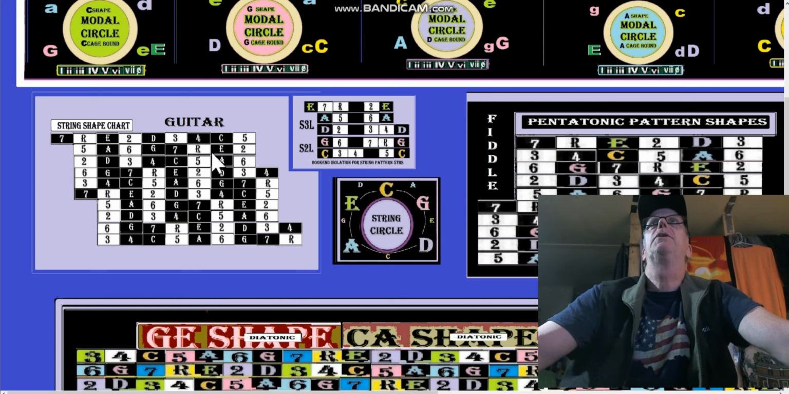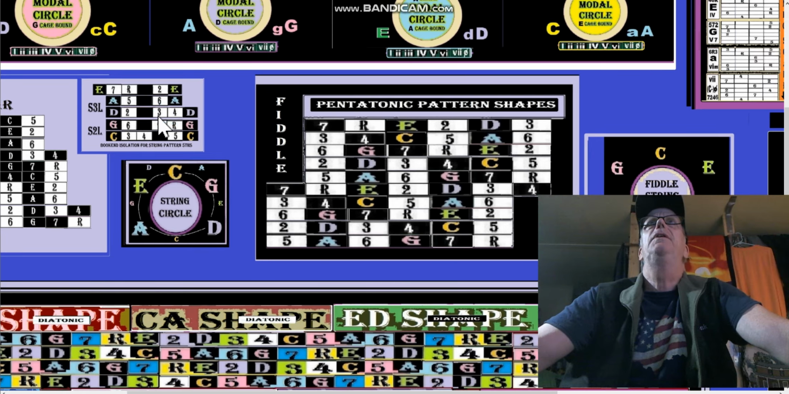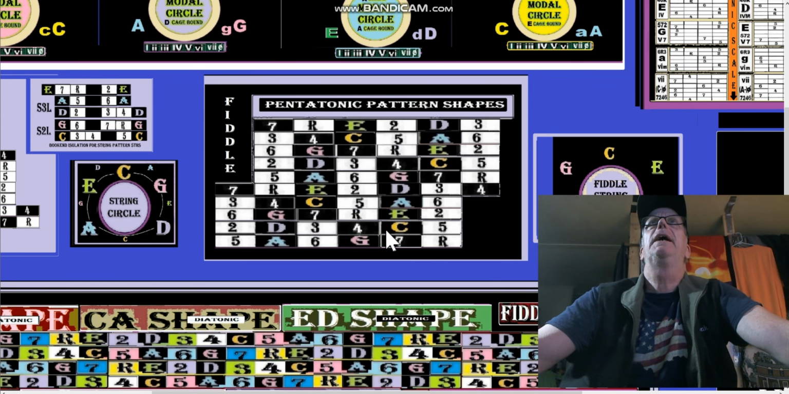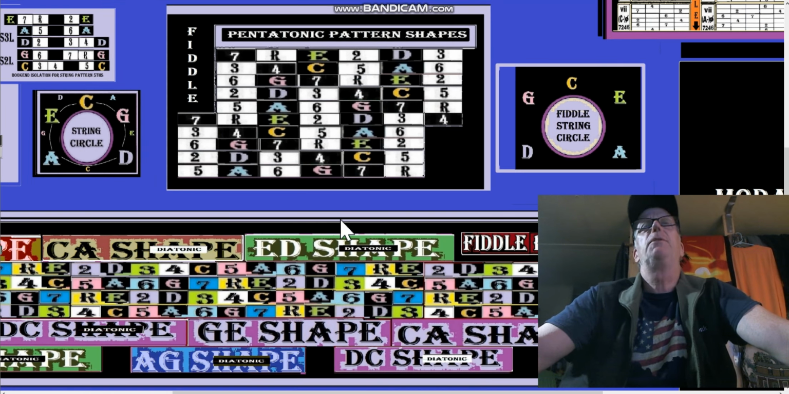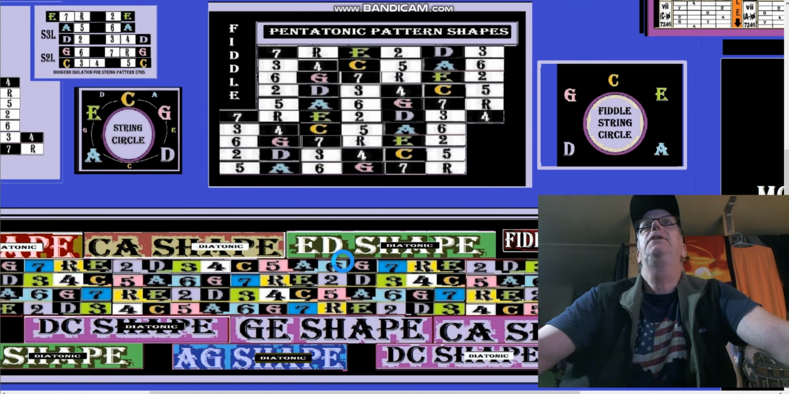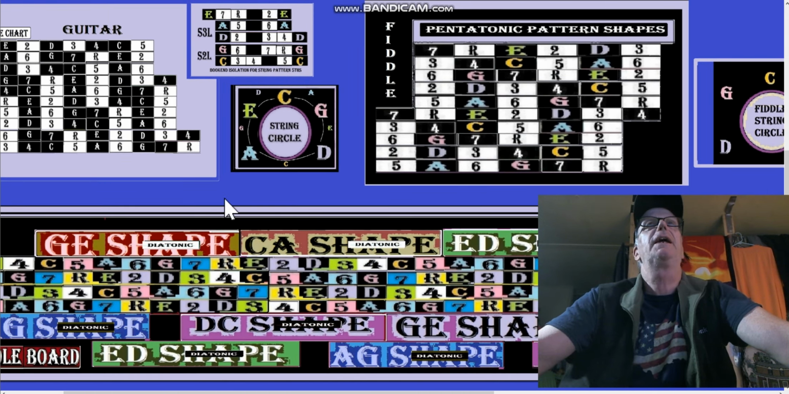Remember, the guitar is over here now. This is guitar, so this stuff's all good. And then the fiddle is over here. Okay, the pentatonics are here. This chart actually didn't solve the problem. There's nothing wrong with it, I just didn't get to solve the problem until I got to the next chart.